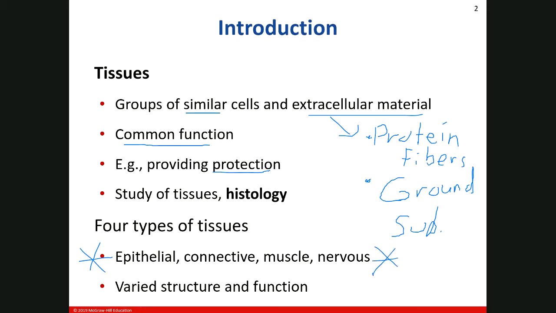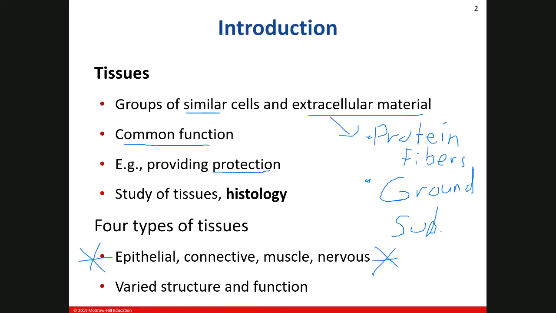There are 4 types of tissues, and if you're unlucky enough to have me for 211, I will pound this into you question after question after question. I'm always asking my students, what are the 4 tissue types? You need to know that. Epithelial, which we're going to talk about today, connective, and then the last 2 are the easier ones, muscle and nervous tissue. Those are the 4 types of tissue. They look different and they act differently, so they have varied structure and function.